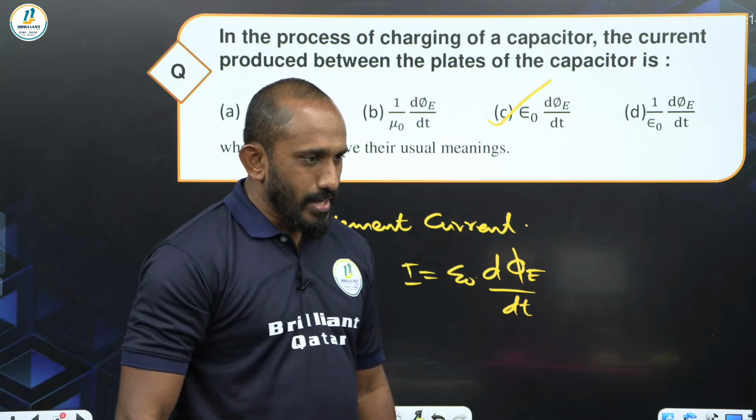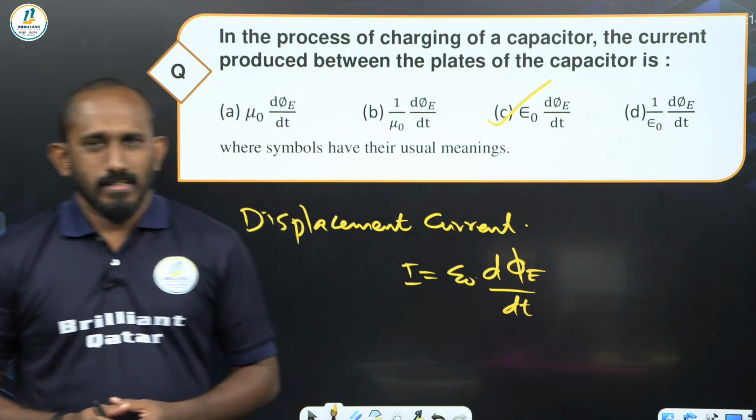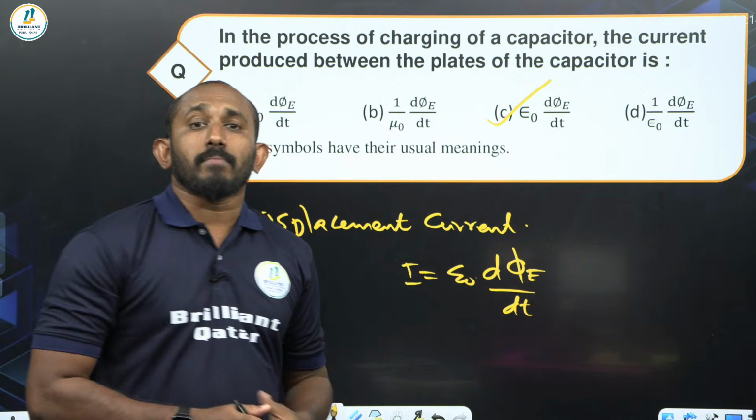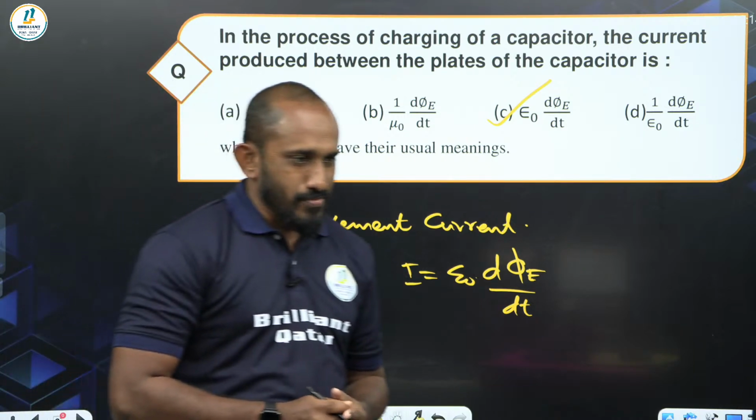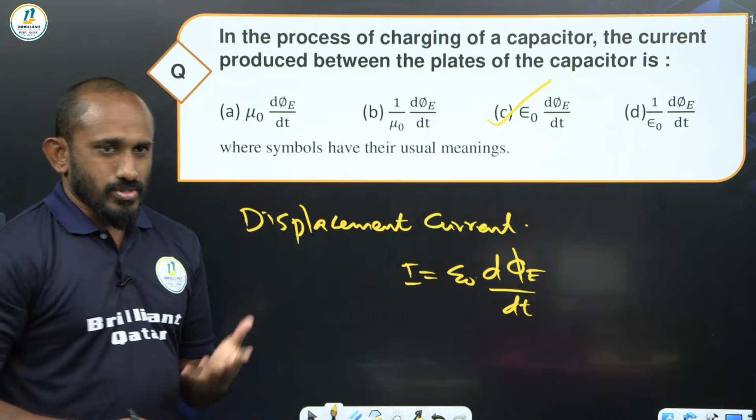I hope you are doing it. So here epsilon 0 d phi E by dt is the answer for this. Many are correct for this. Let's go for the next question.